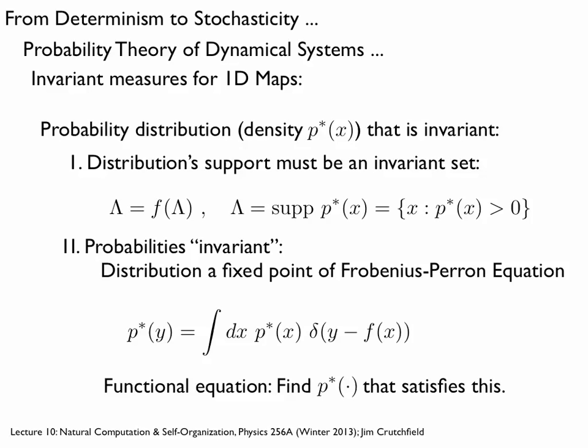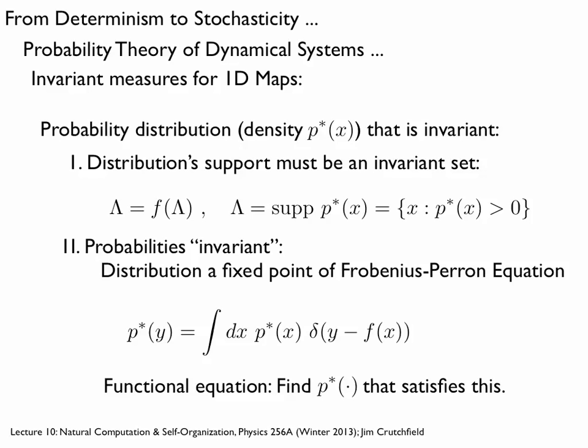So an invariant probability density, call it P star of x, is one that, first of all, the support is an invariant set. So at least the support has to be invariant in itself, right? So that's some set here. So we're guessing, is this distribution P star invariant? Well, first we look at the support of it, right? All the x's that have positive probability, and then that set has to map into itself under the map. At least that. Now, more subtly, the probabilities are also invariant.